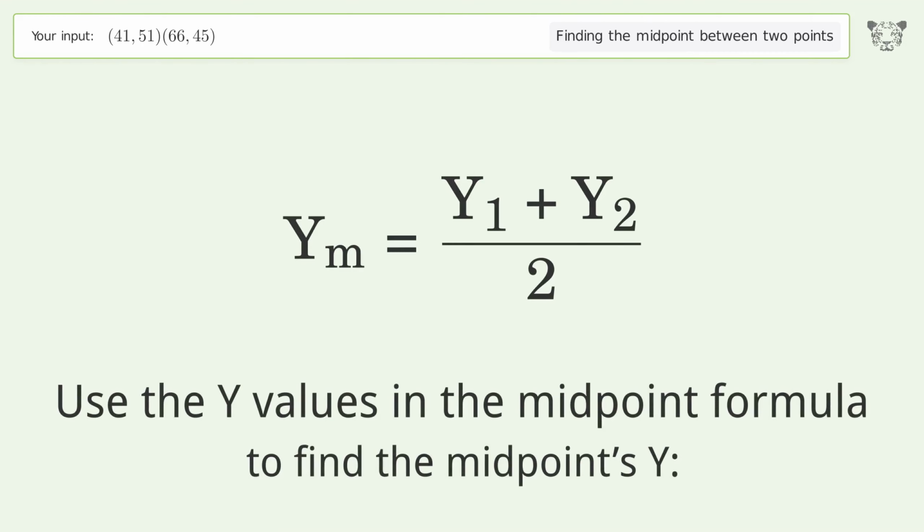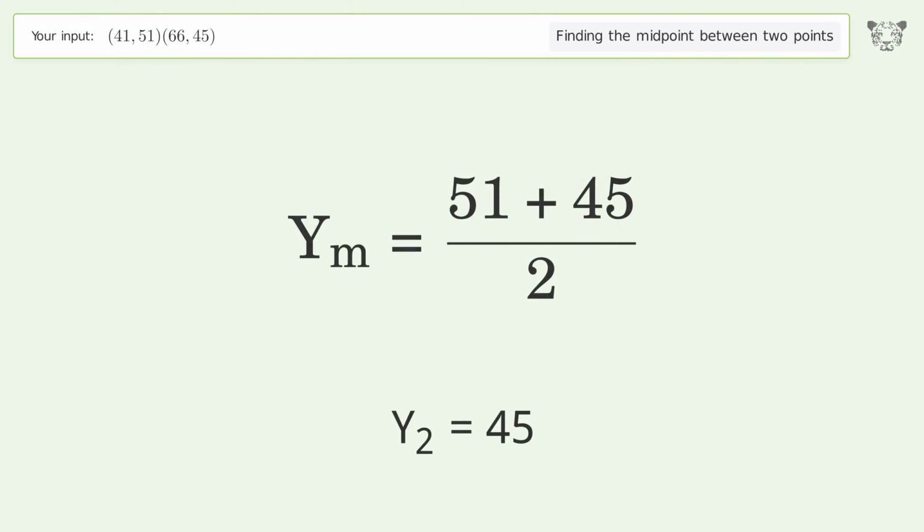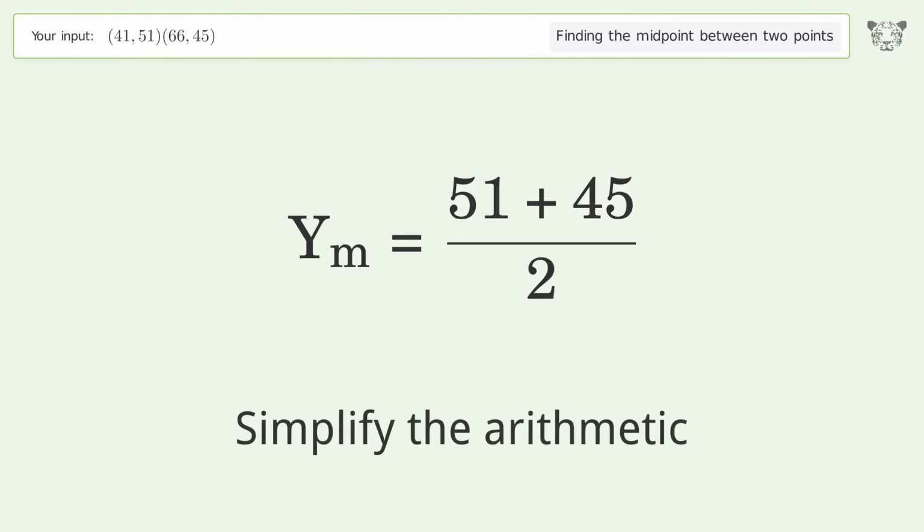Use the y values in the midpoint formula to find the midpoint's y. y1 equals 51. y2 equals 45. Simplify the arithmetic.